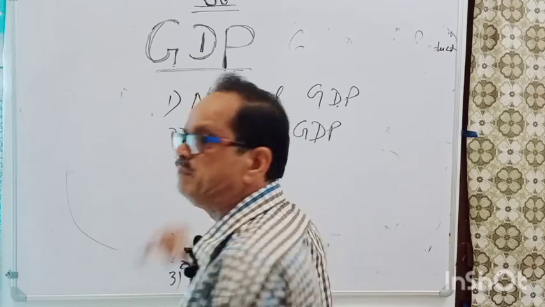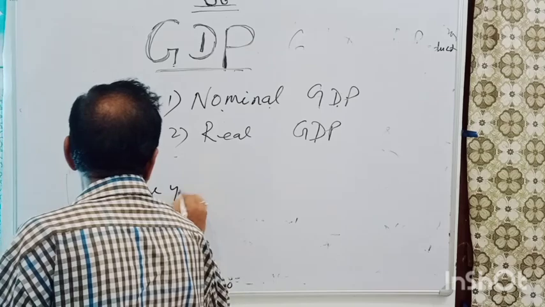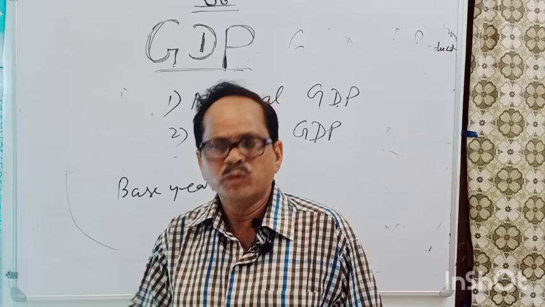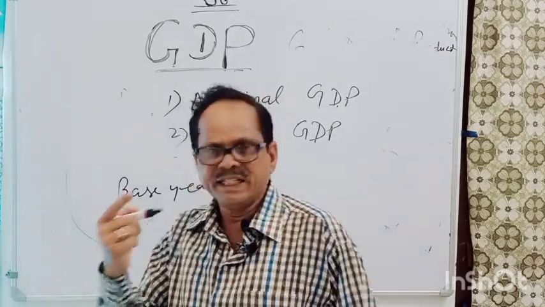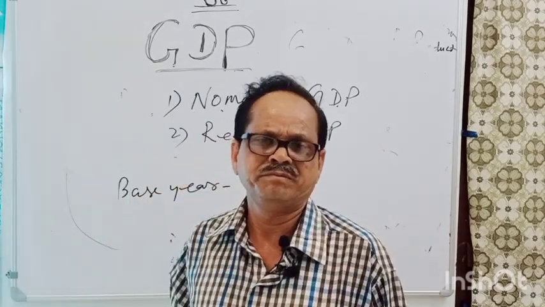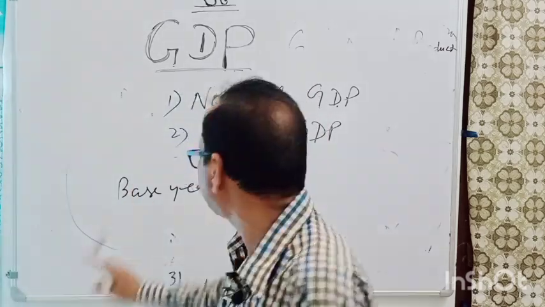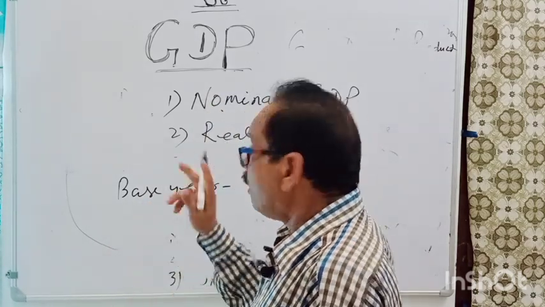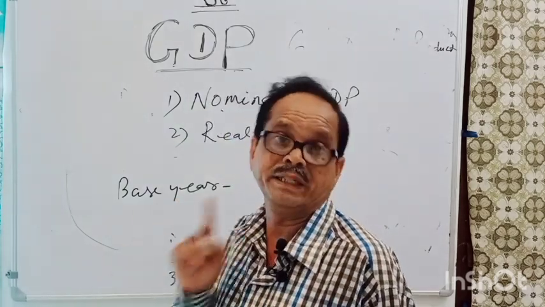Then another thing we may discuss: what is base year? Base year means a year in the past, within 10 years, in which the price is very stable, not fluctuating. That is the base year. And most of the time when we calculate the price index, we take into account the price of the base year, not the current year.